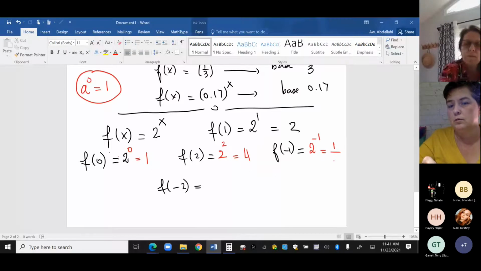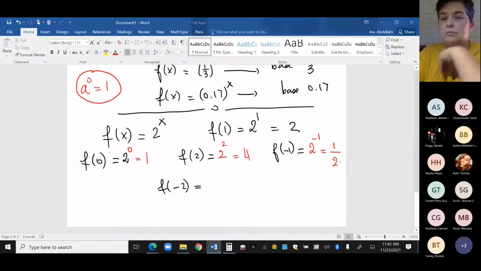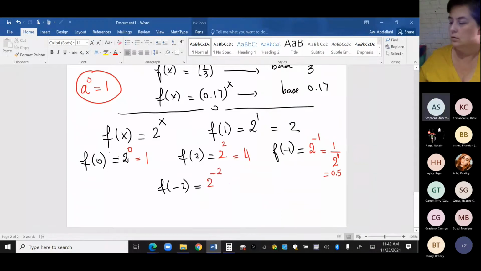Remember this exponent rule: if you want to change an exponent from negative to positive and vice versa, you just flip the number. It's 1 over 2 to the 1 power. You flip the fraction, right? That is 1/2, 0.5. F of negative 2 is 2 to the negative 2 power, which is 1 over 2 squared, which is 1 over 4, which is 0.25.